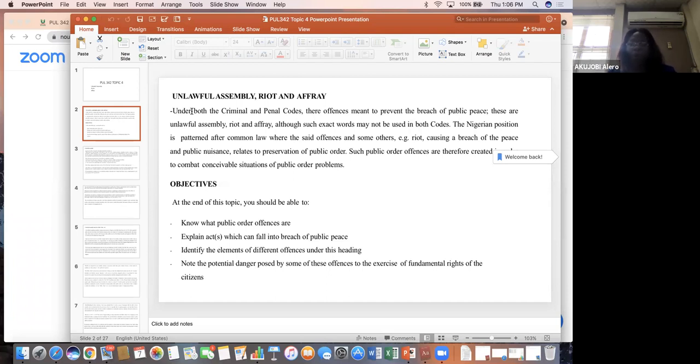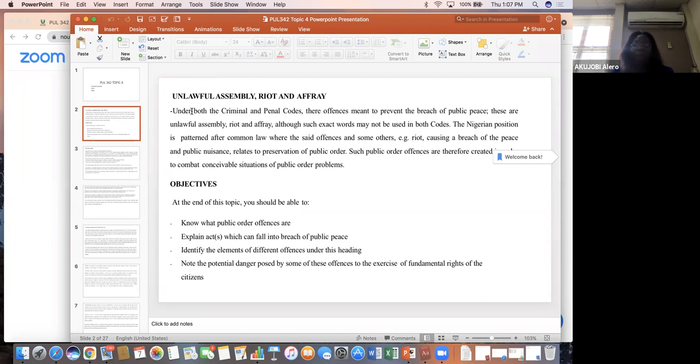Under the criminal code and penal codes, these offenses are meant to prevent the breach of peace. They are patterned after the common law, and such offenses include, like I said, unlawful assembly, riot, and the likes. Basically, they relate to the preservation of public order, to ensure that everyone is safe. Such public order offenses are therefore created to combat conceivable situations of public order problems.